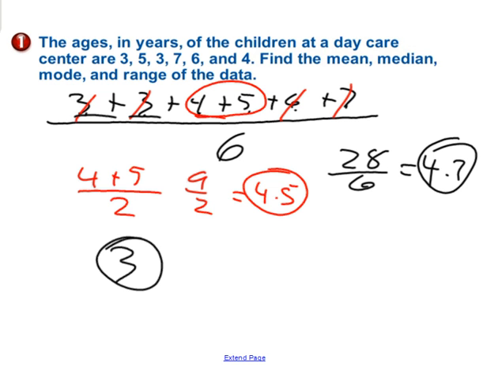And finally, we're going to calculate the range. The highest value is 7. The lowest value is 3. So 7 minus 3 is 4. The range is 4. All right.